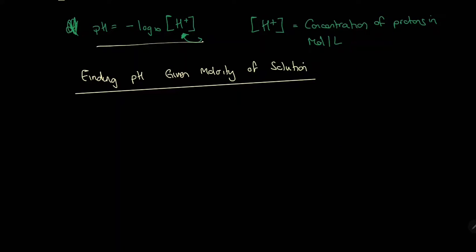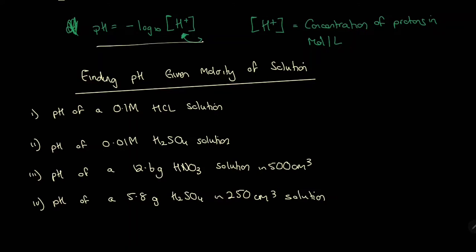Okay, so now we're going to look at finding the pH of a solution when we're given the molarity of the solution. So I'm going to write up a few examples. Okay, so let's take a look at the first one. pH of 0.1 molar HCl solution.